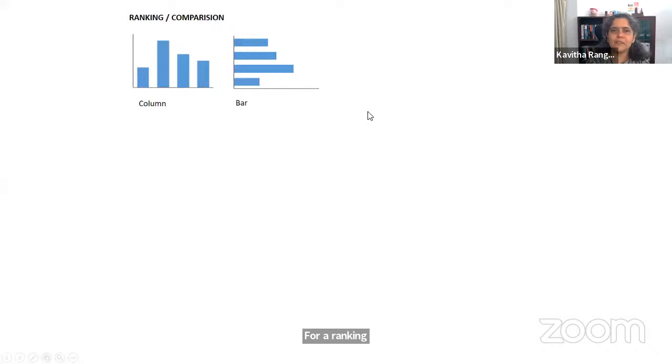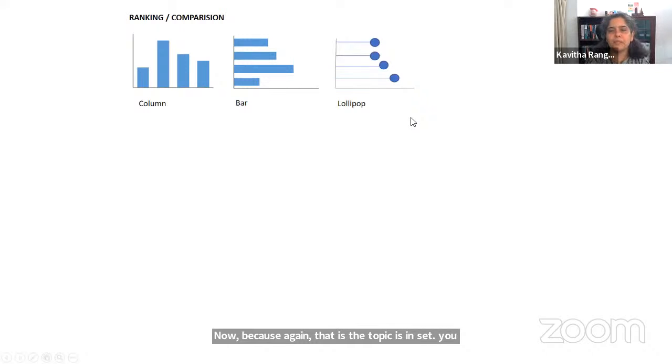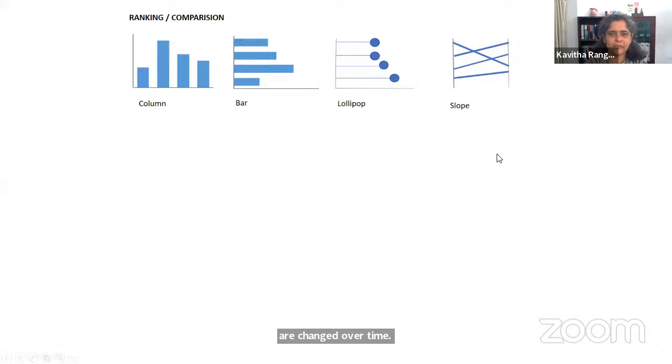You could either use columns or you could use horizontal bars. There are nuances and trade-offs between when one can work versus the other. But I won't get into some of those details now because, again, that is a topic in itself. You could also use what are called lollipop graphs. These have been invented slightly more recently when you want to emphasize the data point, but also the length. And what you just saw, slope graphs. Slope graphs are very, very helpful when you actually want to show how some of these rankings have changed over time. Right? So you saw an example of a slope graph earlier.